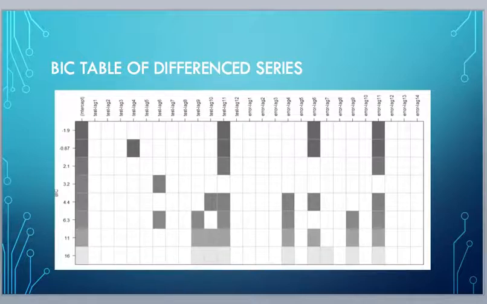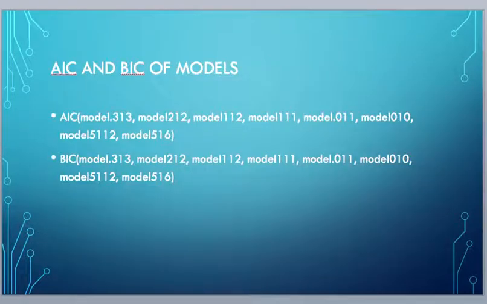But let's see how all the candidate models line up. So what we have considered are all these models. 313 is essentially an ARIMA model with an AR3, first order differencing and an MA3 component, and similarly an ARIMA 212, ARIMA 112, ARIMA 111.